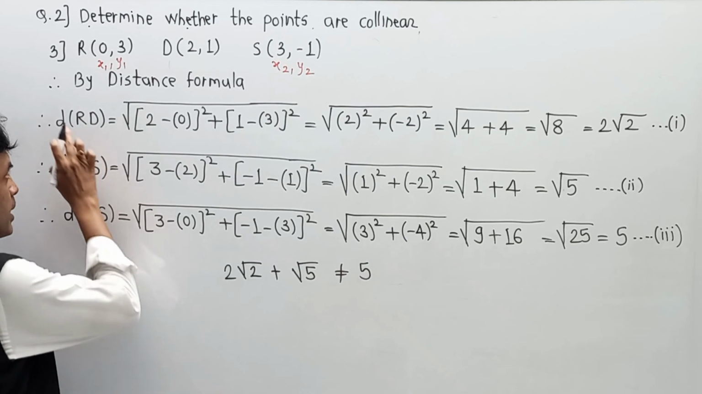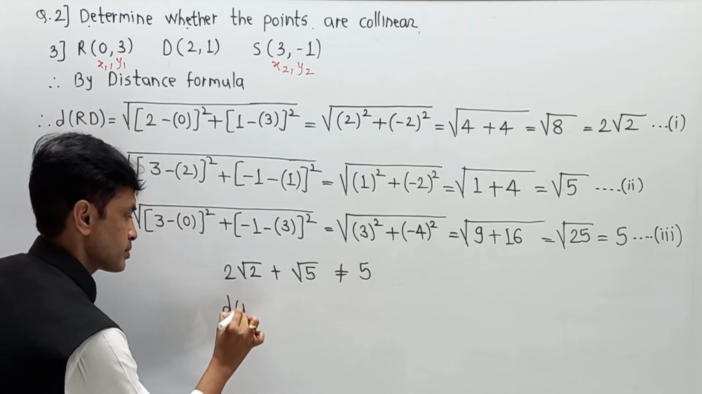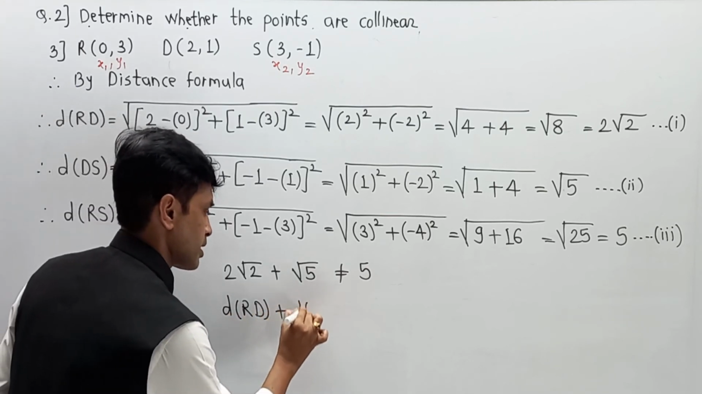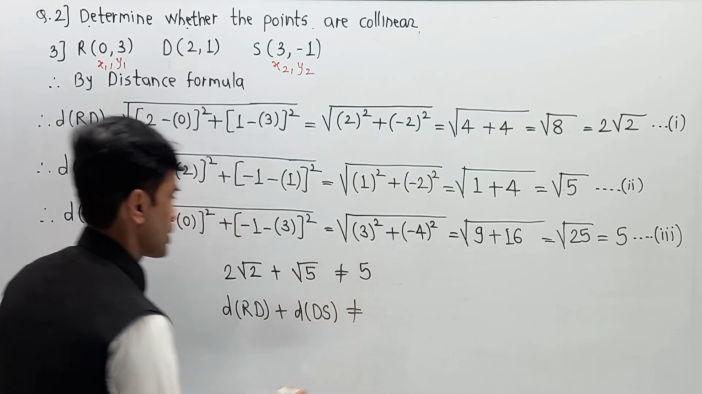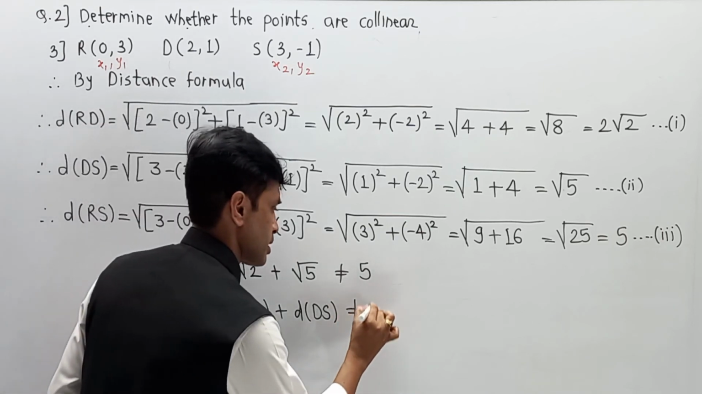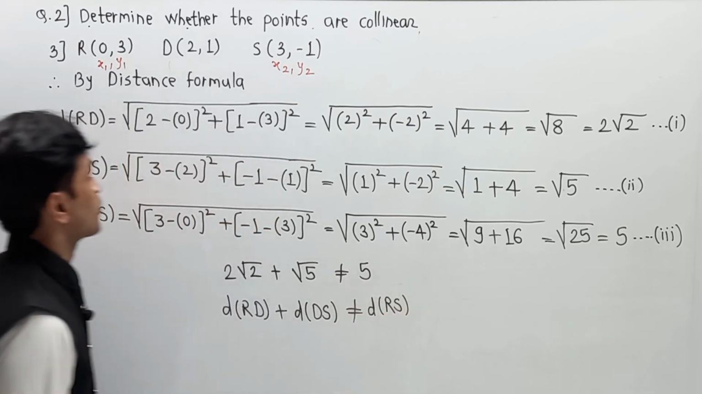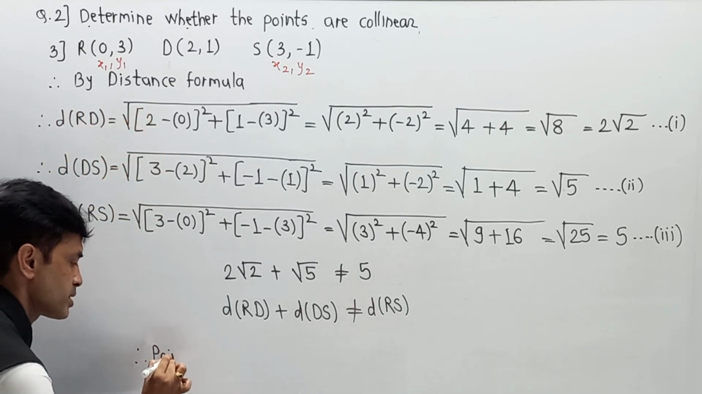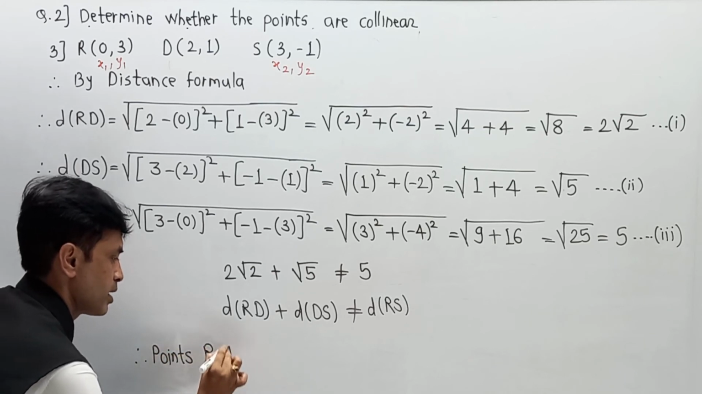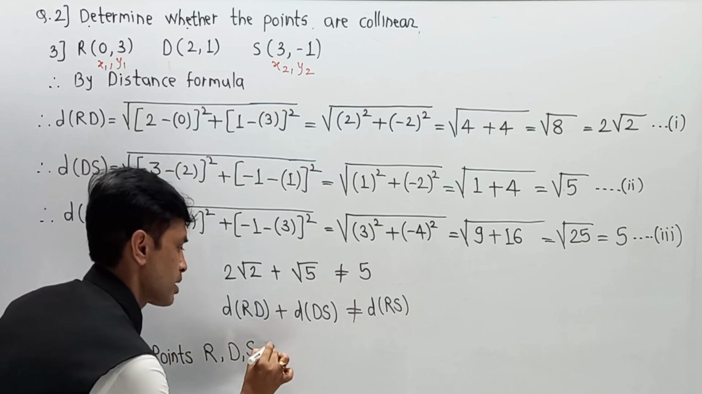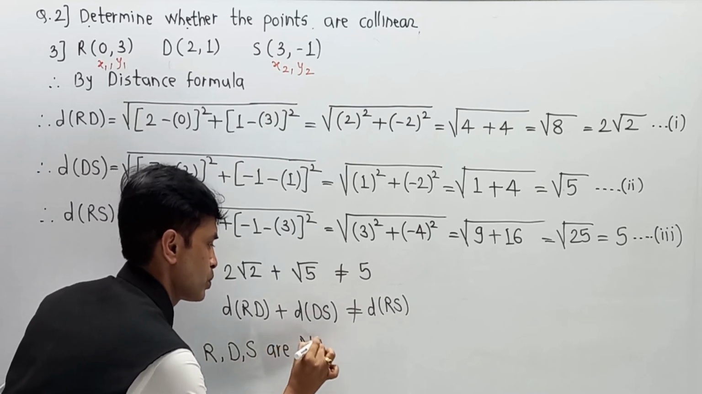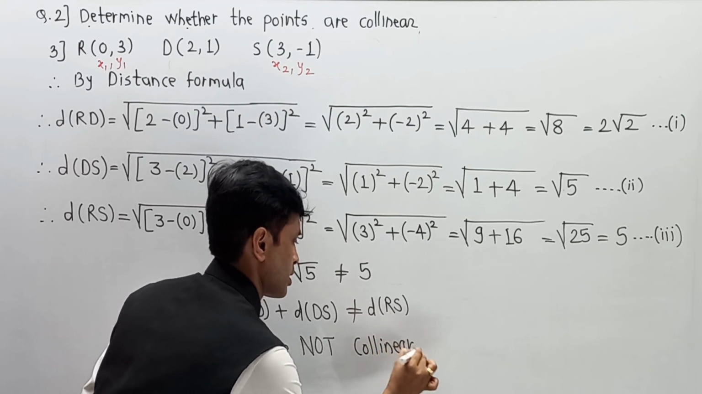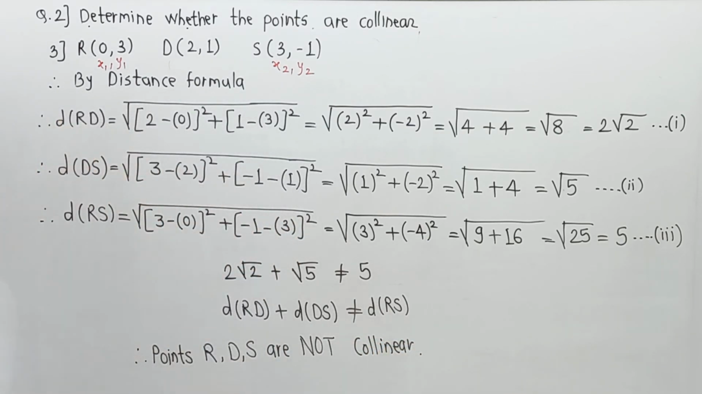You can simply say distance RD plus distance DS is not equal to distance RS. Therefore, points R, D, S are not collinear. And in this way, you can complete the entire numerical.